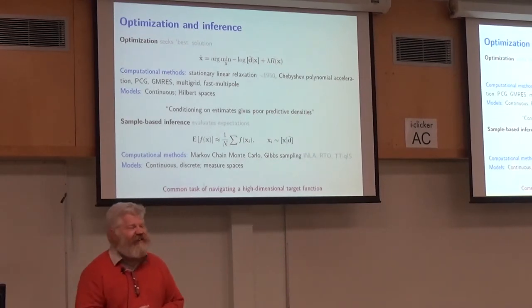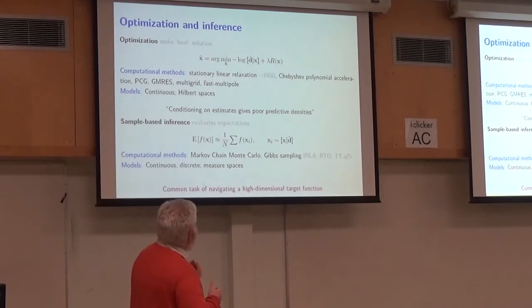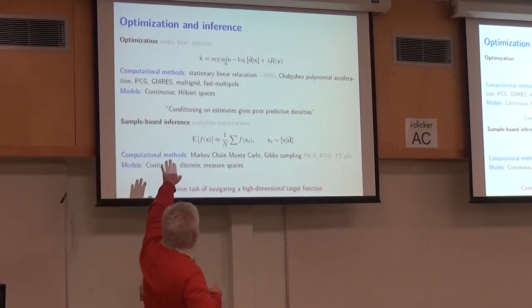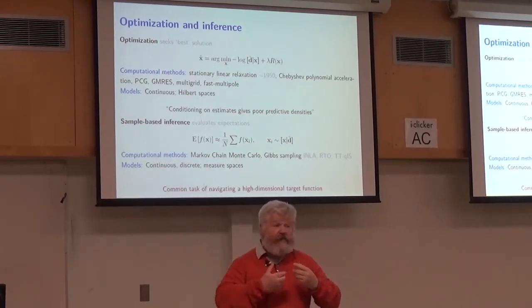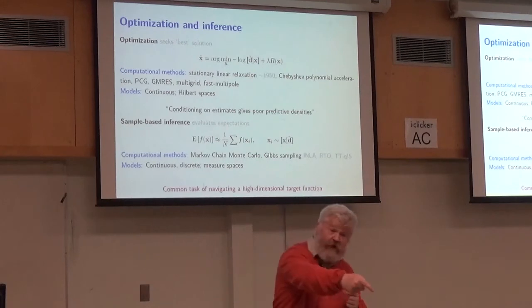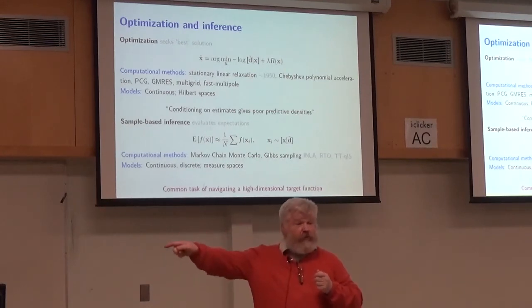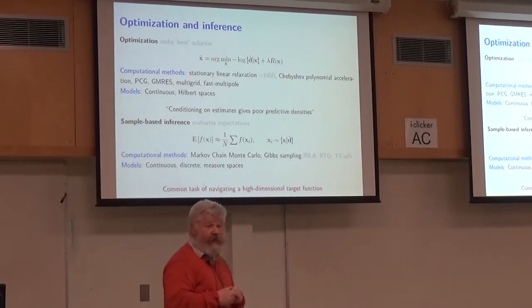Not for obvious reasons, but it turns out that really the statement I put in the middle says conditional estimates give poor predictive densities. If you're uncertain about something and you say you know what the answer is, almost certainly you will make predictive nonsense from that.